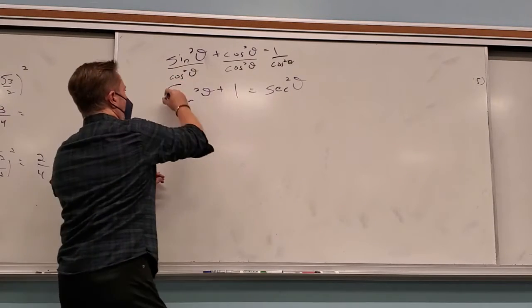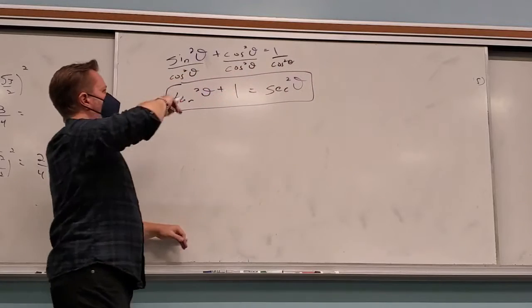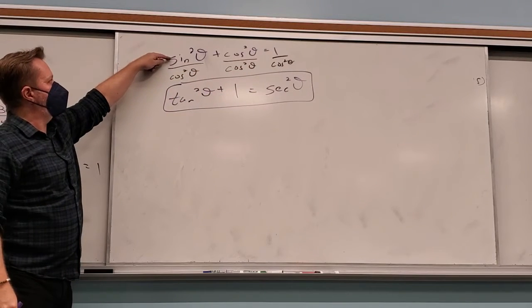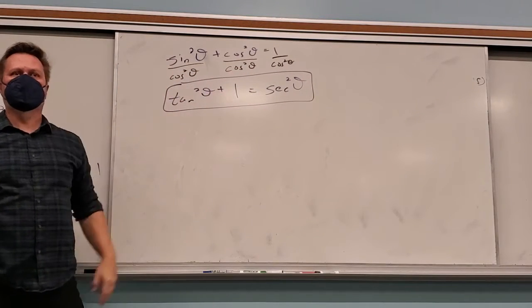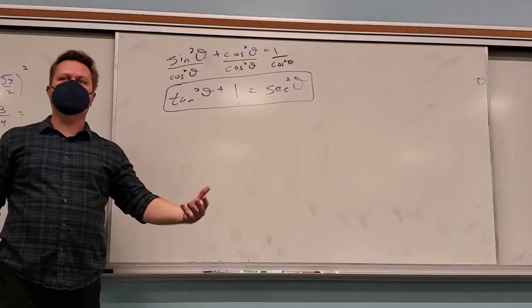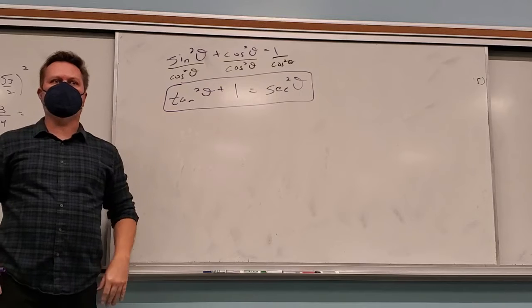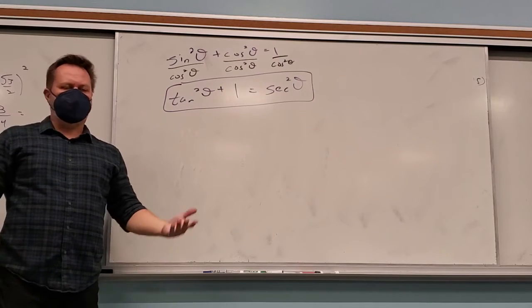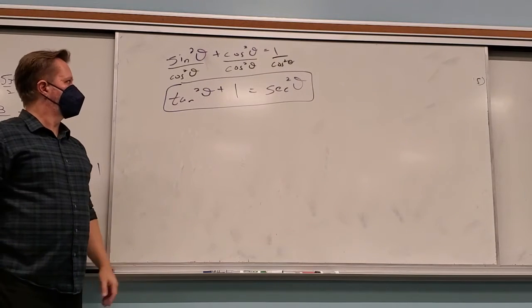So here's the second one. You must memorize this. Or you could just memorize this one and then divide by cosine squared to get what you need. That's what I do. I have a lot fewer laws memorized. I make the ones I need when I need them. You don't have to do that. You can just memorize all of them.